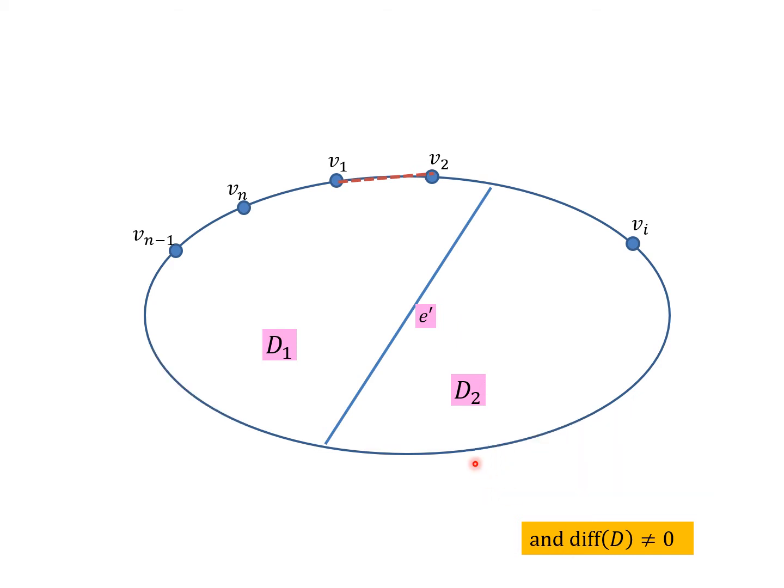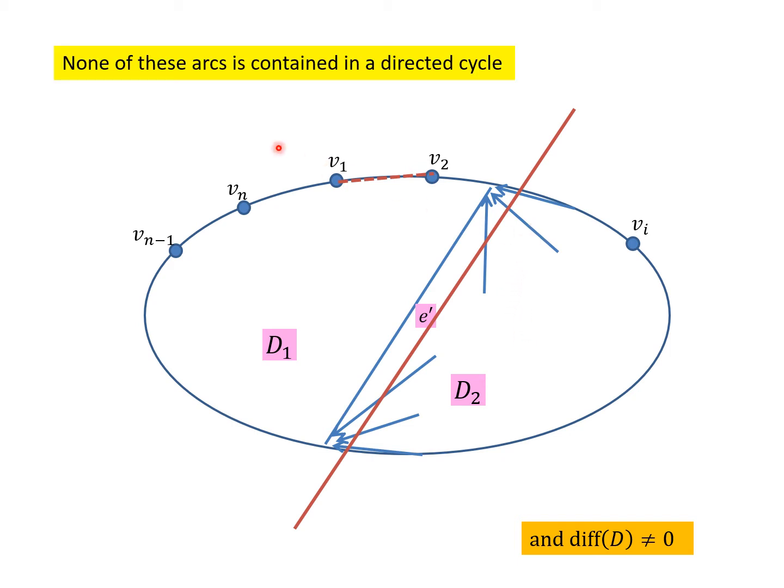Now, why is that true? Okay, so we look at the arcs incident to these 2 vertices, because these 2 vertices have out-degree 0 in D2. That means all the arcs in D2 incident to these 2 vertices are pointing towards them. They are in-arcs of these 2 vertices. So you look at this cut. This is a directed cut. All the arcs are going in one direction, from left to right. So none of these arcs is contained in a directed cycle, right? Because there's no way to go back.